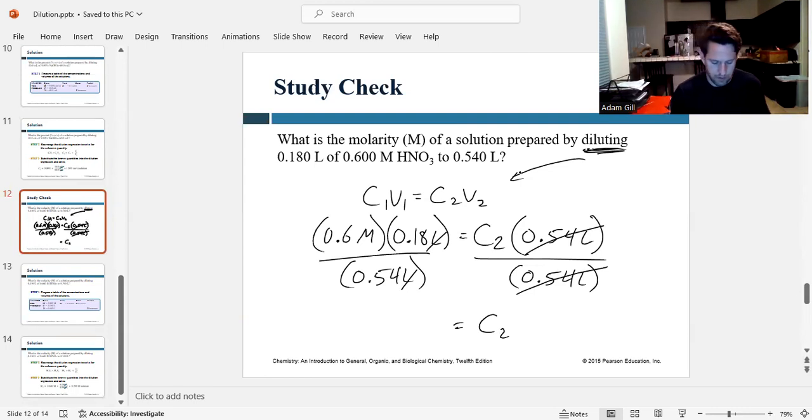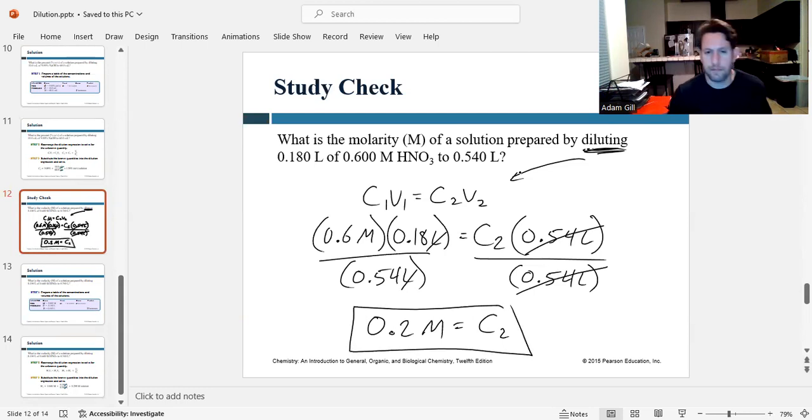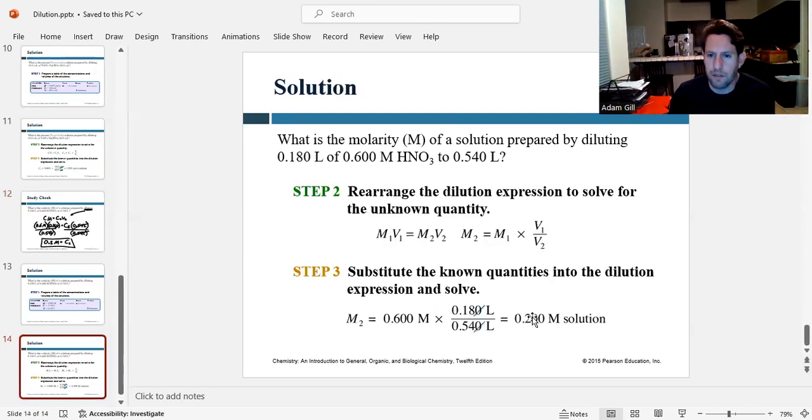So 0.6 times 0.18 divided by 0.54. I get 0.2 molar. It looks like we did it right.